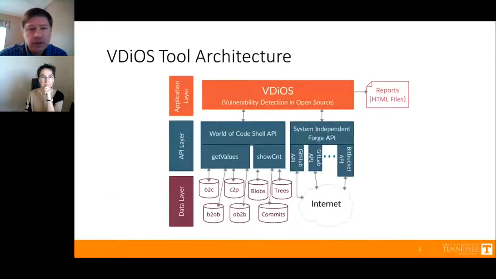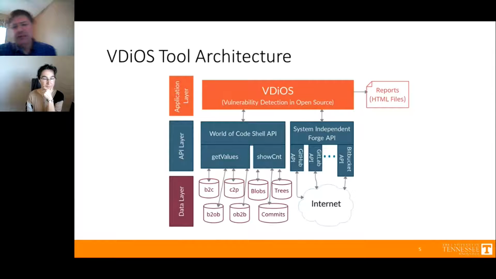Our tool, which we named Videos for Vulnerability Detection in Open Source, finds these orphan vulnerabilities. It's an application layer tool that builds on the World of Code infrastructure, and it allows Videos to find duplicate files at a scale that has traditionally been computationally infeasible.